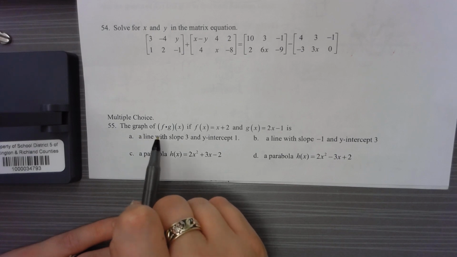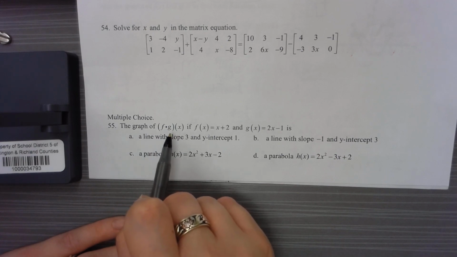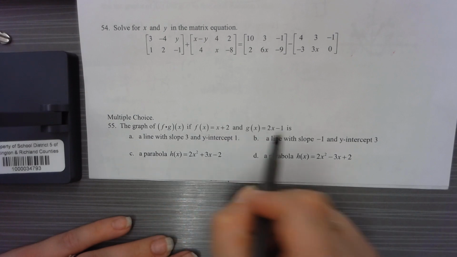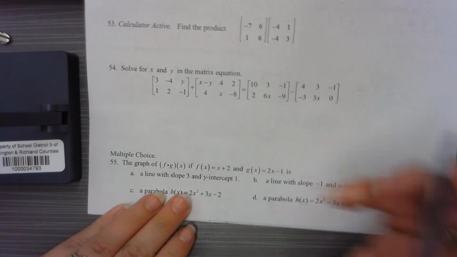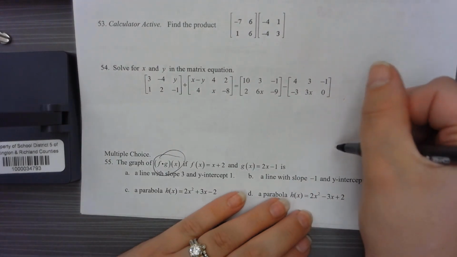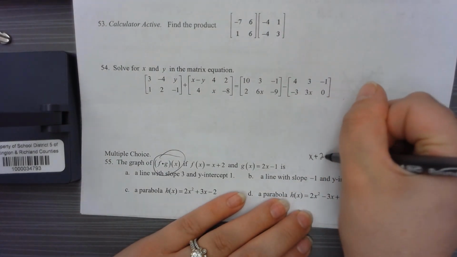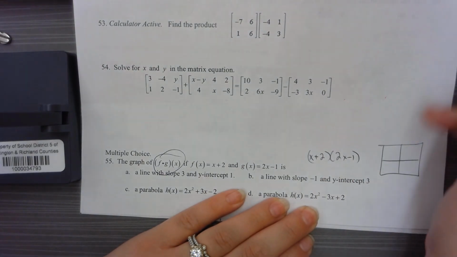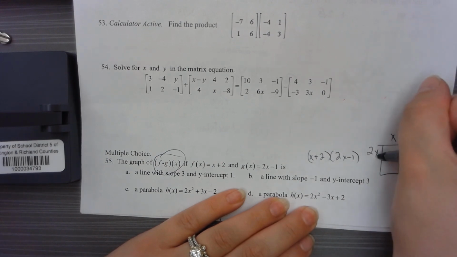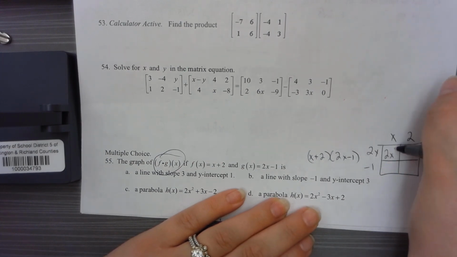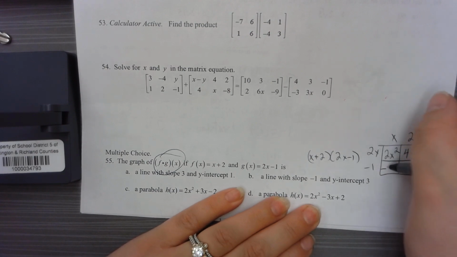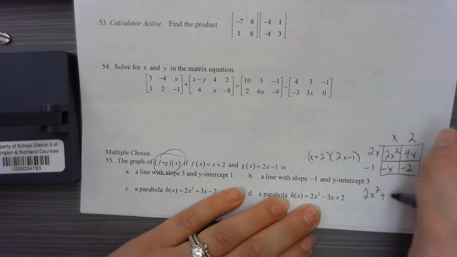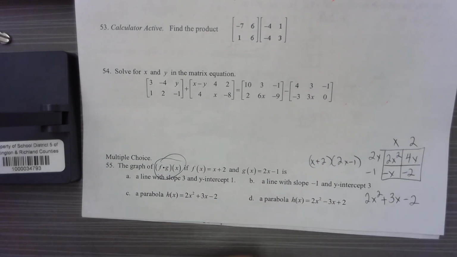So we are trying the graph of f times g of x if this is x plus 2 and this is 2x minus 1. So f times g means that we're going to be multiplying these two together, so x plus 2 times 2x minus 1. So I would use the box to go ahead and do that. So this would be 2x squared, 4x, negative x, and negative 2. So it would be 2x squared. We can combine these x's together to give us plus 3x, and then minus 2.